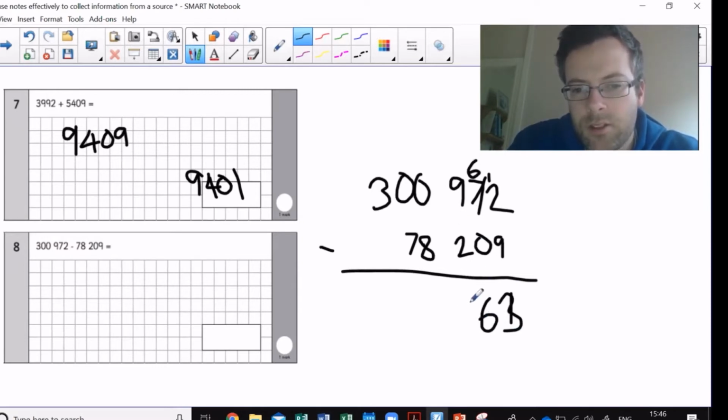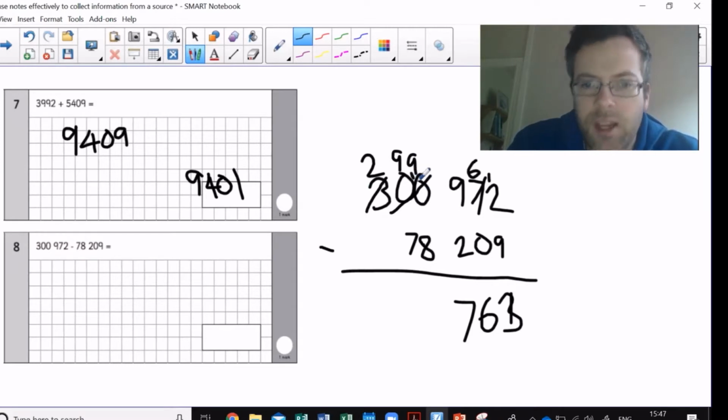900s take away 200s is going to be 700s. And then I'm left with this. So I can't take away that, can't take away that. So I'm going to change that to 200,000s and 99. Okay, but I'm putting that one on there to make that a 10. So I'm left with 10,000s take away 8,000s, which is 2,000.